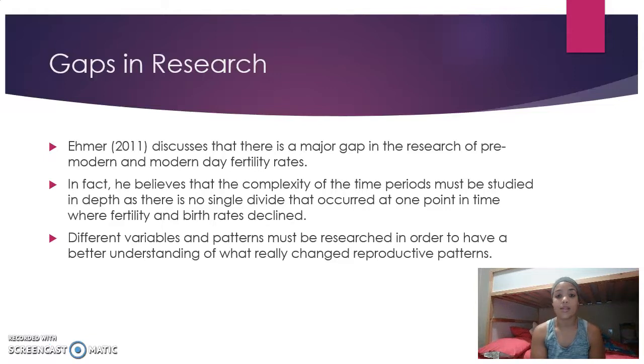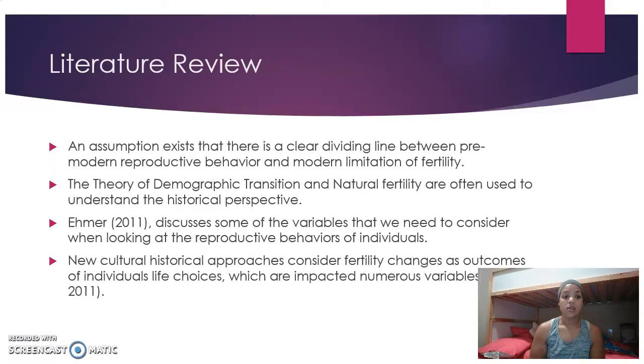He believes that the complexity of the time periods must be studied in depth, as there's no single divide that occurred at one point in time where fertility and birth rates decline. Different variables and patterns must be researched in order to have a better understanding of what really changed reproductive patterns. So, some on his literature review. An assumption exists that there is a clear dividing line between pre-modern reproductive behavior and modern limitation of fertility. And again, that divide does not really exist, and that is what he goes into in this article.